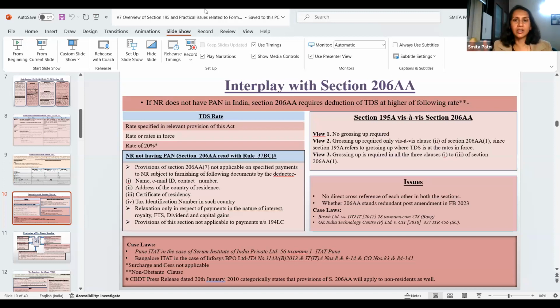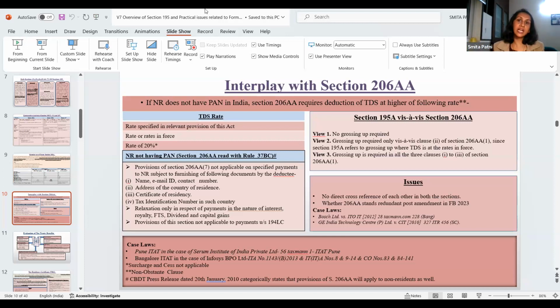Now coming to 206AA. Non-residents are generally exempt from this in case they provide all these four documents. In case they do not provide these documents, then obviously 206AA comes into play. Now hold on. We were talking of section 195A in the previous slide. We said that grossing up is done.